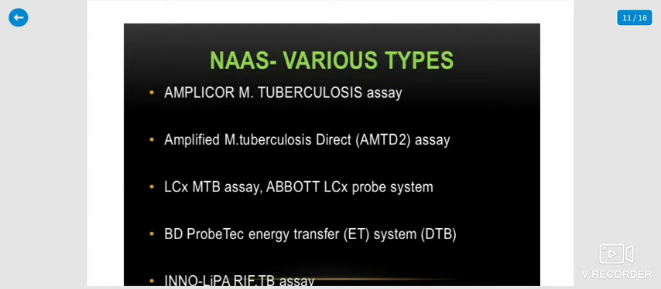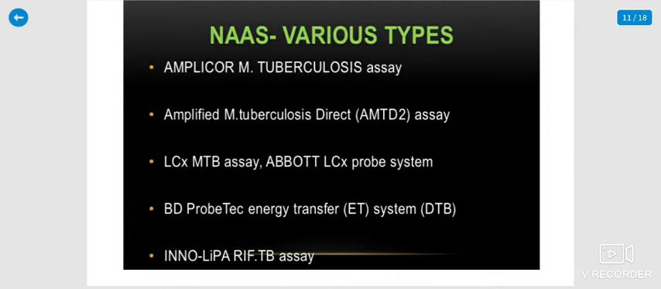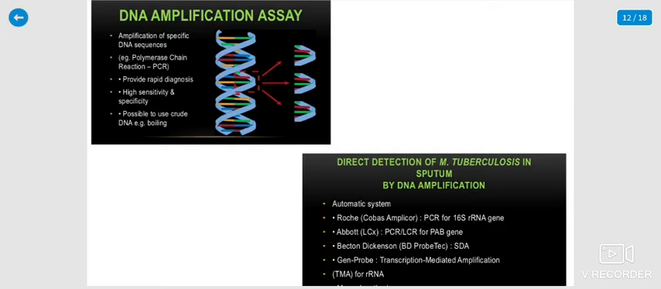So nucleic acid amplification assays are of various types: the Amplicor Mycobacterium tuberculosis assay, the amplified Mycobacterium tuberculosis direct assay, the LCx MTB assay, the BD ProbeTec technique, energy transfer, and the INNO-LiPA assay, and also various other types of nucleic acid assays.